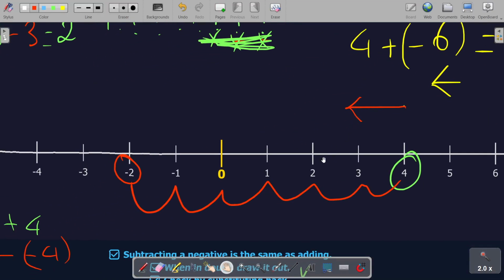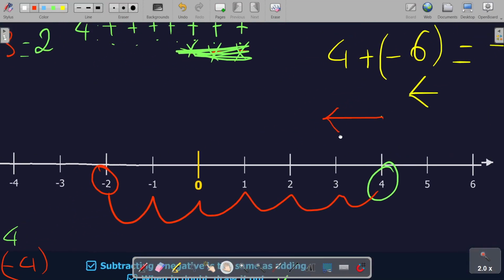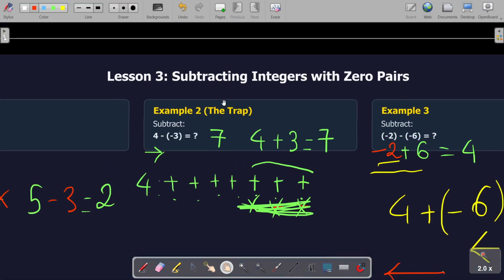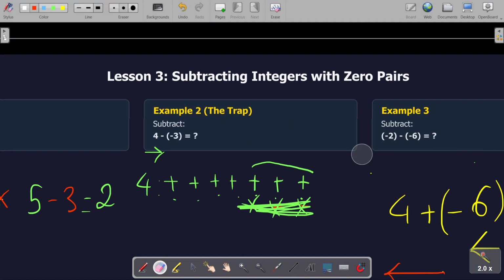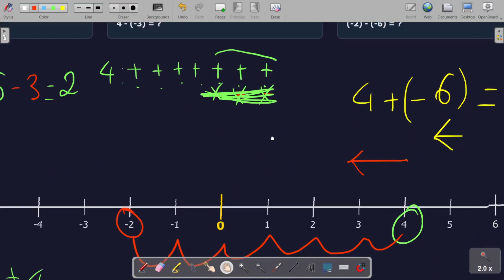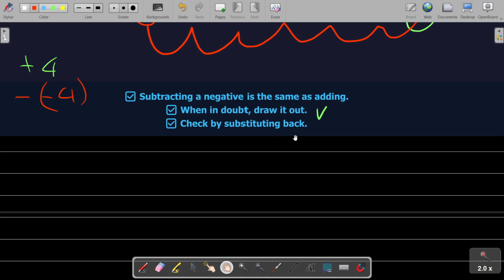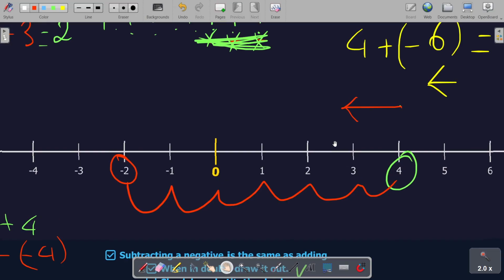And so every time you get an answer, especially with negative signs constantly flying at you, you need to take a few seconds, like 10, 15 seconds or so, to check it. Check by substituting back. It will save you marks on every test, and this is a short way to save your marks.